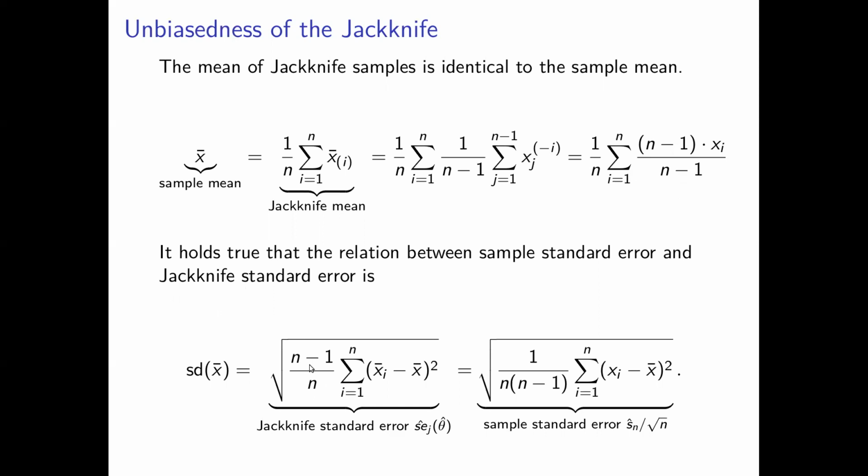Also, it holds true that the jackknife standard error, as we saw it defined above, this (n-1)/n times the sum of the jackknife sample means minus the total mean, squared, is basically 1 over n times n-1, the sum over all observations, where each of the observations comes in n-1 times, minus the sample mean, squared. And this is basically the standard error, which is the sample standard deviation divided by the square root of the number of observations. So in this sense, the jackknife estimator is unbiased. The jackknife mean is always identical to the sample mean. The jackknife standard error is identical to the sample standard error.